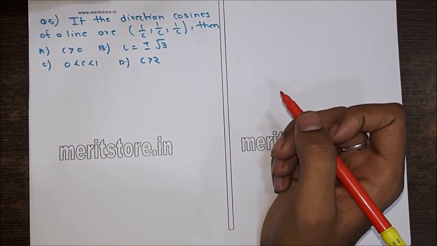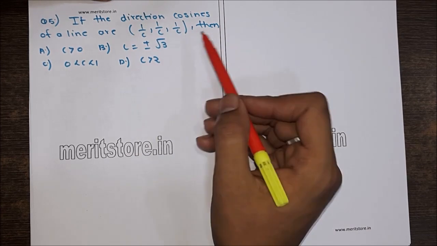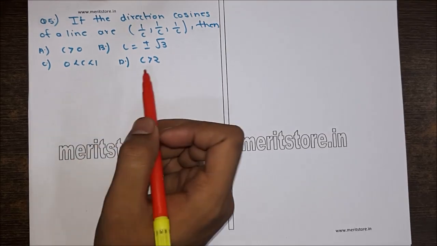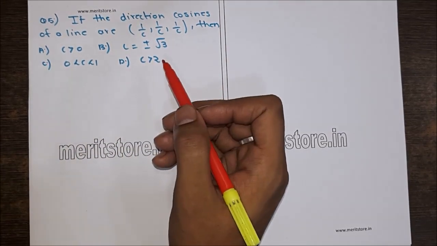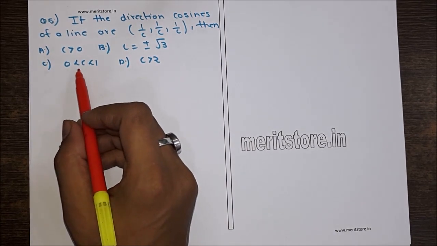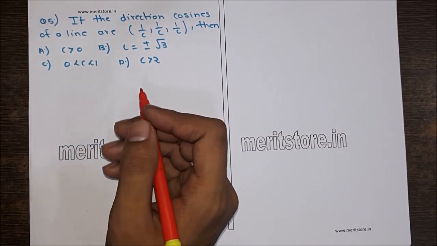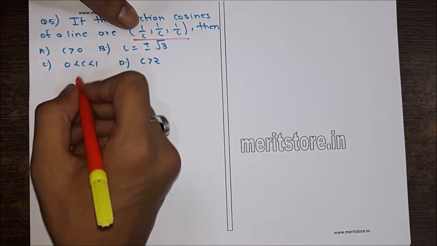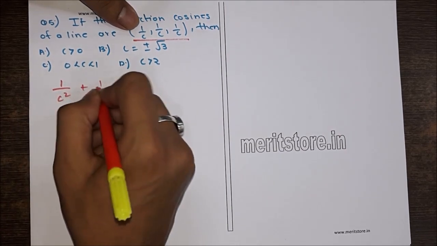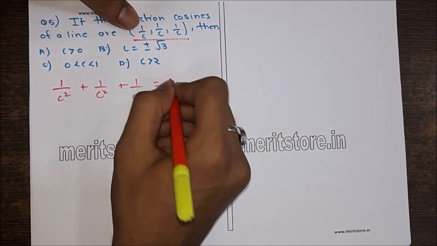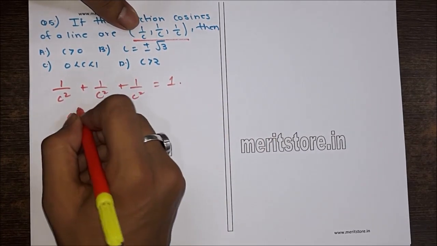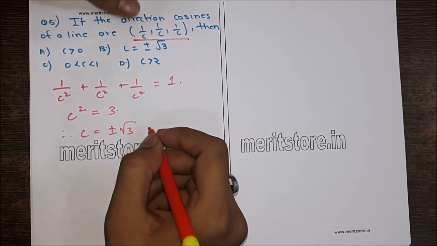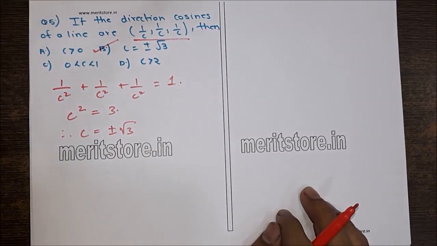Question number 5. If the direction cosines of a line are 1 by c, 1 by c and 1 by c, then: option A c is greater than 0, option B c is equal to plus minus root 3, option C c is greater than 0 and less than 1, or option D c is greater than 2. We know that these are the direction cosines of the line, so 1 by c square plus 1 by c square plus 1 by c square is equal to 1. Here we get c square is equal to 3. Therefore c would be plus minus root of 3. So our correct answer is option B.